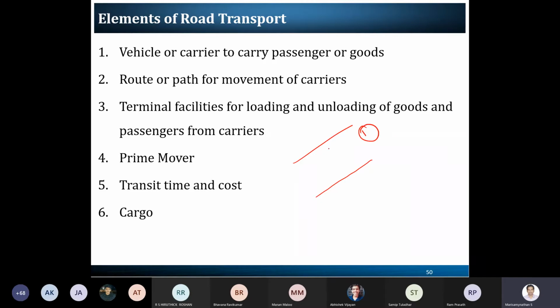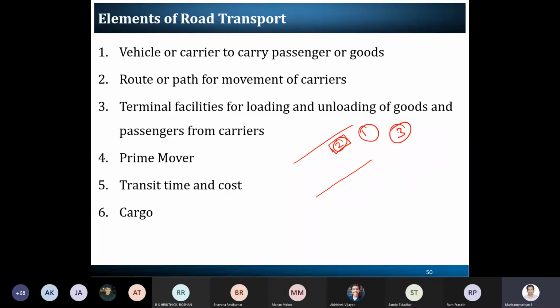If the road is there, what has to be there? A car or the bus, two-wheeler, something supposed to be there, right? So that will be the second element. Only is this sufficient? No, right? As a passenger, we need it. So we are the prime member.